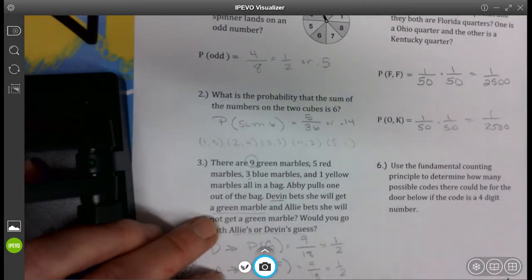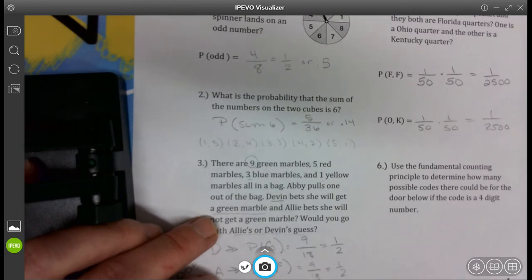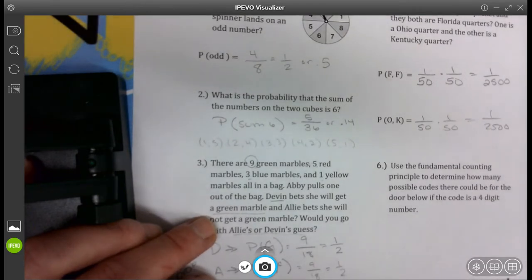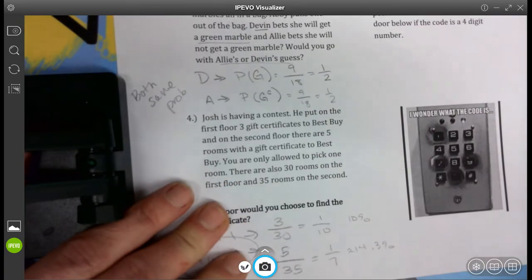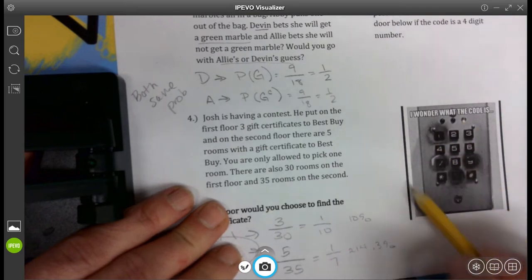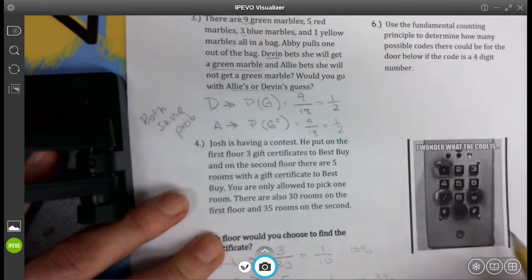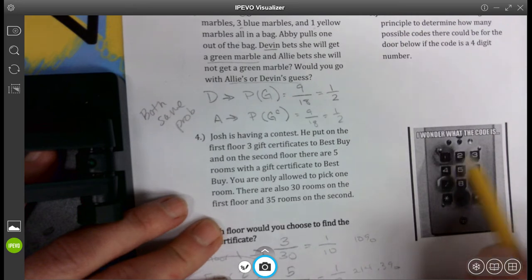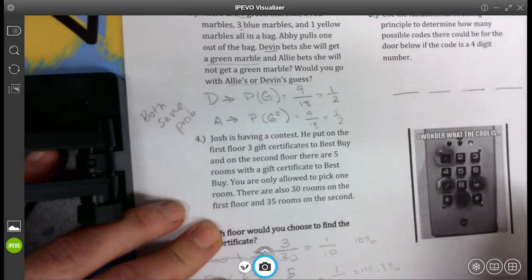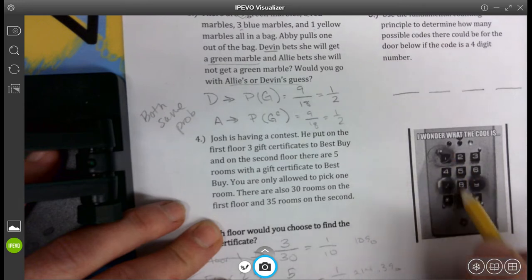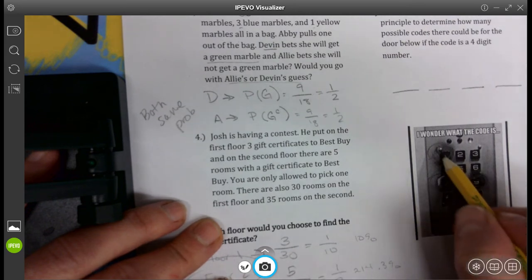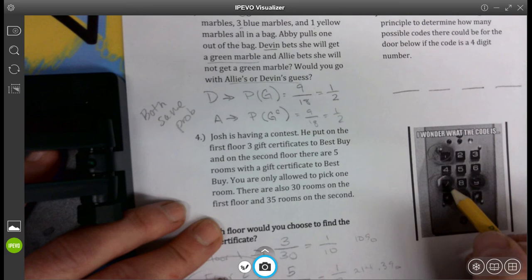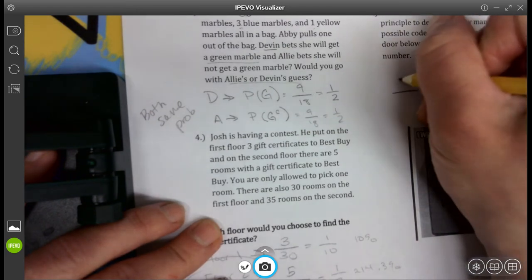So use a fundamental counting principle to determine how many possible codes there could be for a door below, if it's a 4-digit number. So if you're a robber or burglar and you came up to this door code, and you're like, all right, I need to get in this door. I guarantee that there's a 4-digit code, and I see that this number, this number, this number, and this number are the ones that get used over and over and over. So those are 4 numbers to choose from. I could have picked 9, I could have picked 1, I could have picked 7, I could have picked 0. So I have 4 numbers to choose from.